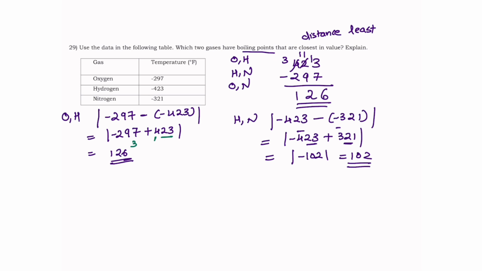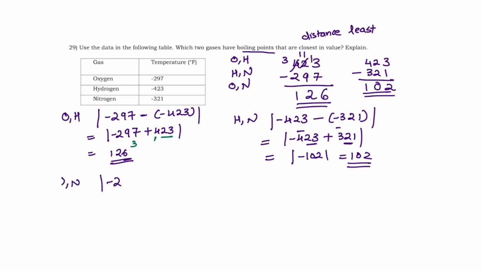Want to confirm your answer? Sure, why not? So we have 423 minus 321. 2 minus 2 is 0. 4 minus 3 is 1. Confirmed? Let's go to the last combination, which is oxygen and nitrogen.